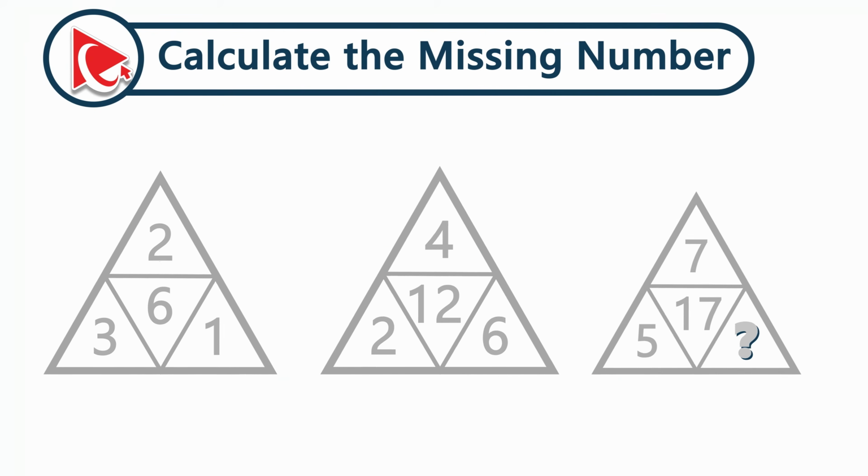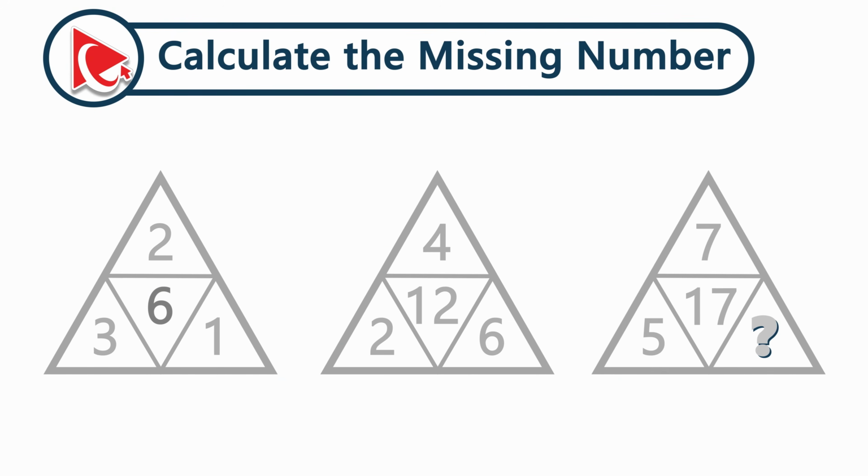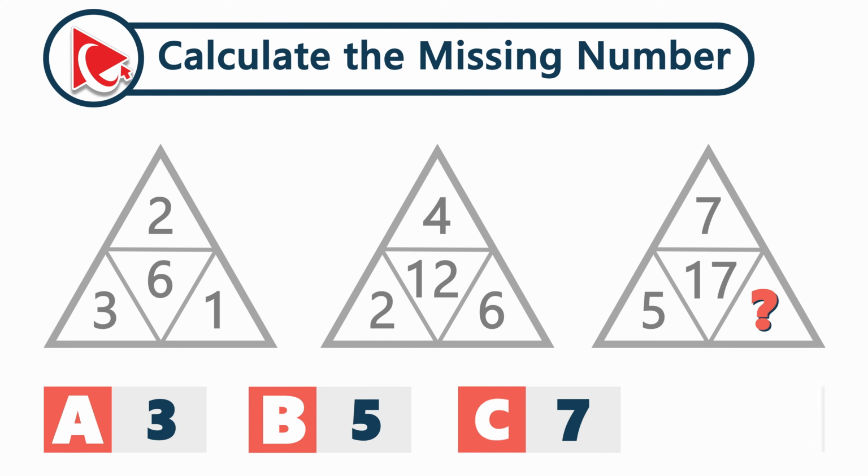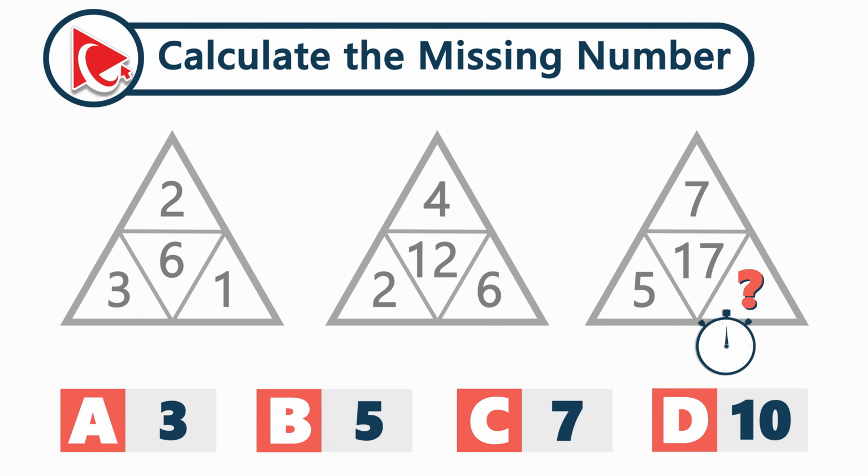Consider 3 triangles. First triangle has number 6 in the middle, and then numbers 3, 2, and 1 on the outside. Second triangle has number 12 in the middle, and then numbers 2, 4, and 6 on the outside. Third triangle has number 17 in the middle, and then numbers 5, 7 on the outside. And in the bottom right corner, there's a missing number, which you need to calculate and select your answer out of 4 possible choices: A 3, B 5, C 7, or D 10. Can you try to solve it on your own and choose the right answer?